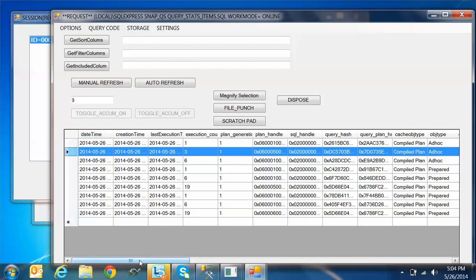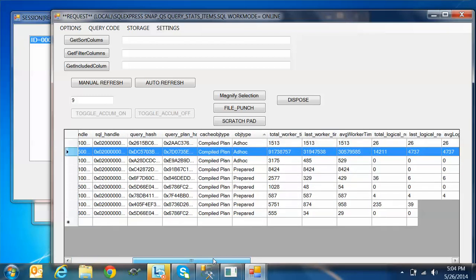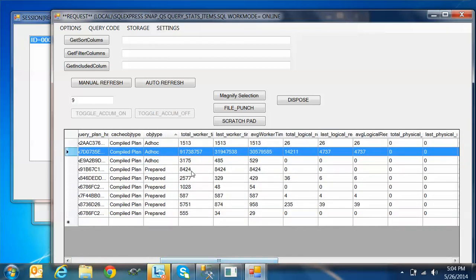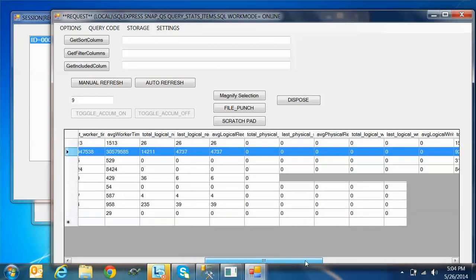The worker time for the query, if we move across here, is very high too. The total worker time is listed here, in microseconds. The last worker time, average worker time, and so forth are very, very high. So we know that the query is doing a lot of work. It's having a lot of pressure to do a lot of work.